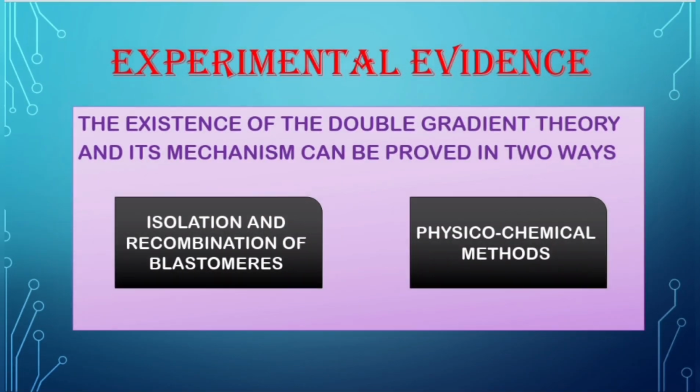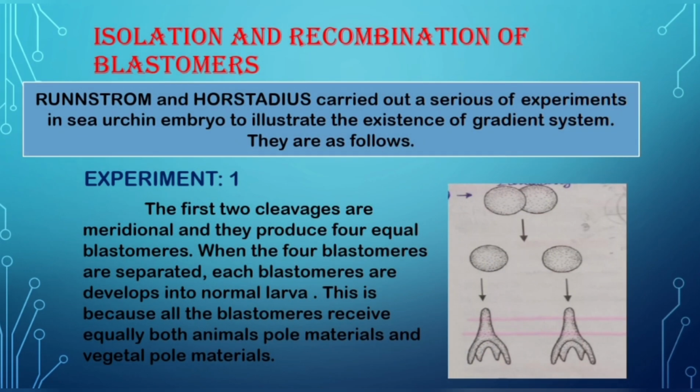Experimental evidence. The existence of the double gradient theory and its mechanism can be proved in two ways: isolation and recombination of blastomeres, and physicochemical method. Isolation and recombination of blastomeres. Runnström and Hörstadius carried out a series of experiments in sea urchin embryo to illustrate the existence of gradient system. They are as follows. Experiment number 1.